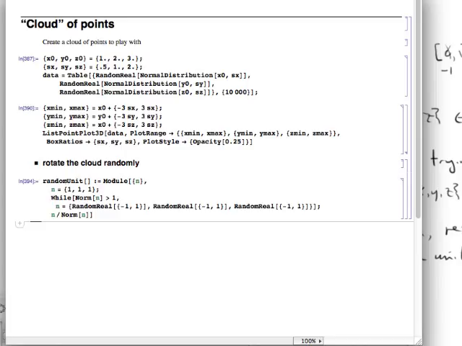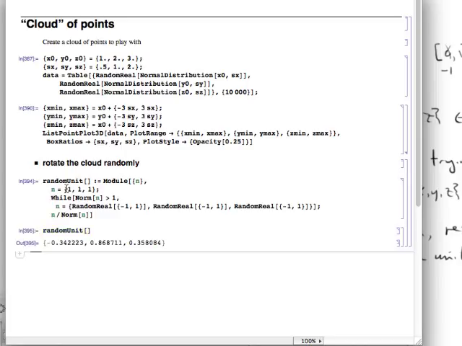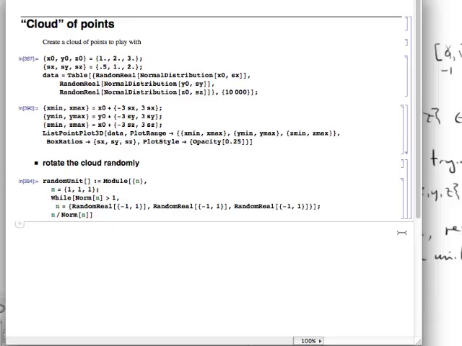So that thing there should give me random unit vectors, and I can check that by applying the norm to the answer. Okay, so that's how I get random unit vectors. That's a useful little thing to know.